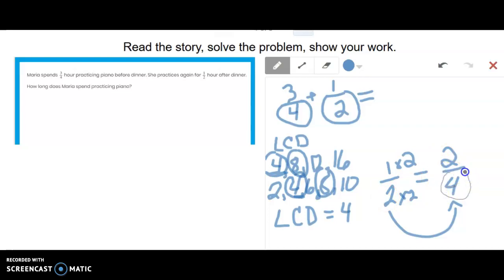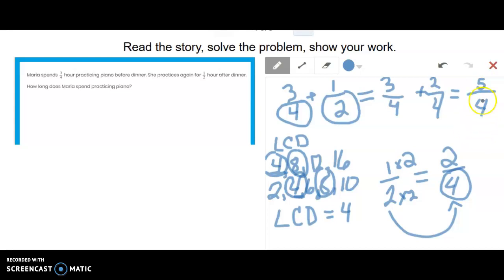And take a look, my denominator is 4. So now let me rewrite my problem. 3/4 plus 2/4. Now I can add those two together. I'm going to keep my denominator of 4. I worked hard to get it, and I'm going to add my numerators. 3 plus 2 is 5. So my answer is 5/4.